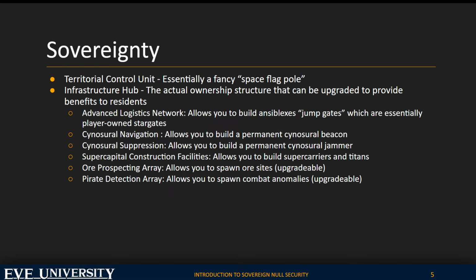The other one is the pirate detection array, which allows you to spawn combat anomalies, and you can upgrade that as well from level 1 to level 5. This is why whenever you're in a nullsec, a Sovnull system, you will see that there are just a metric ton of these combat anomalies. And it's because they have that pirate detection array.